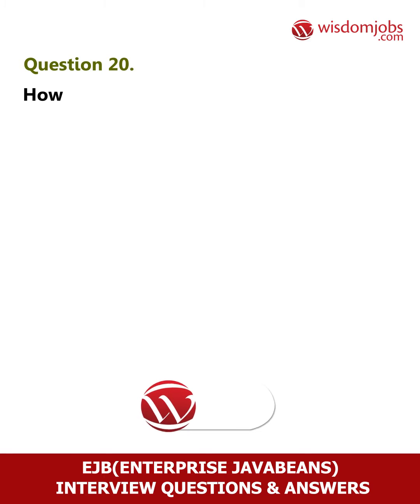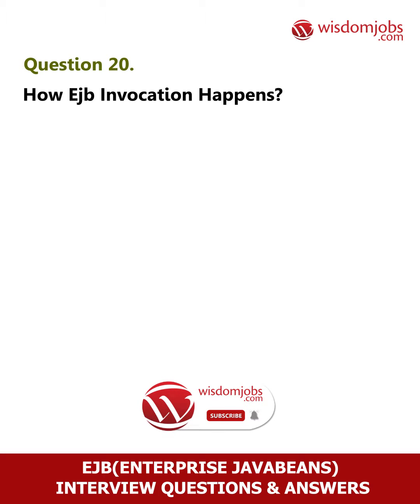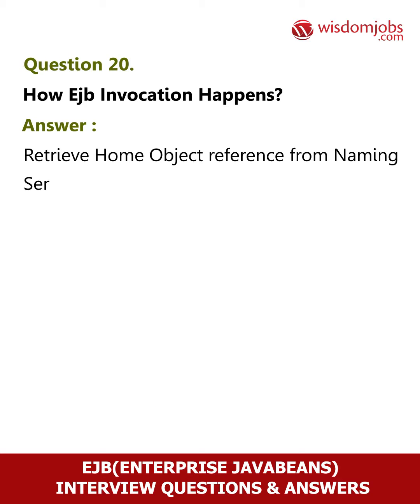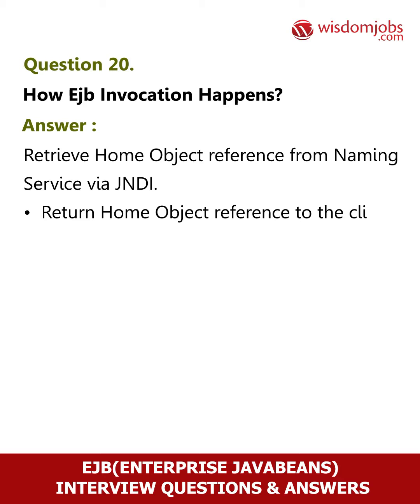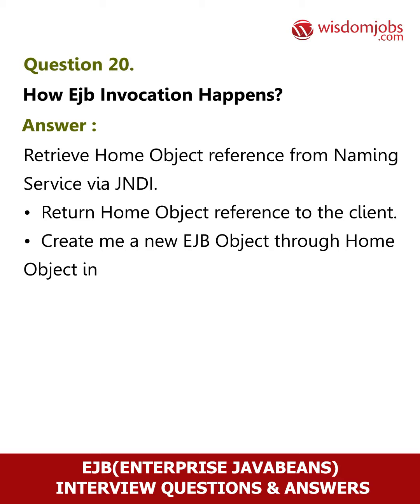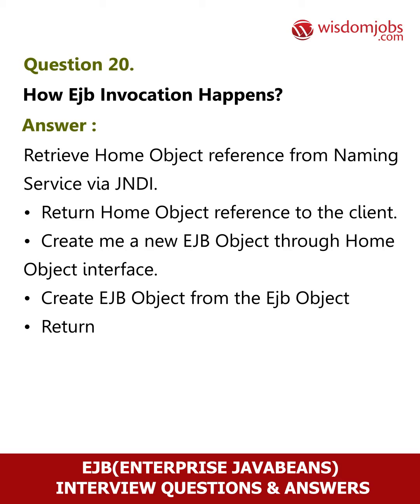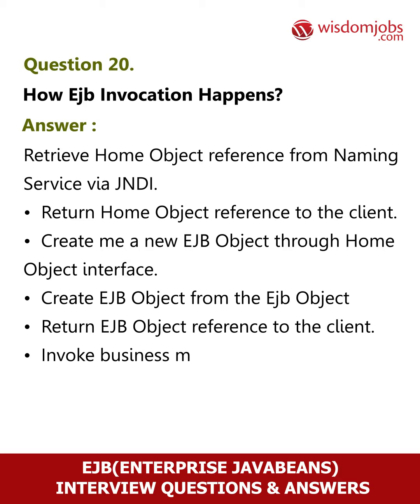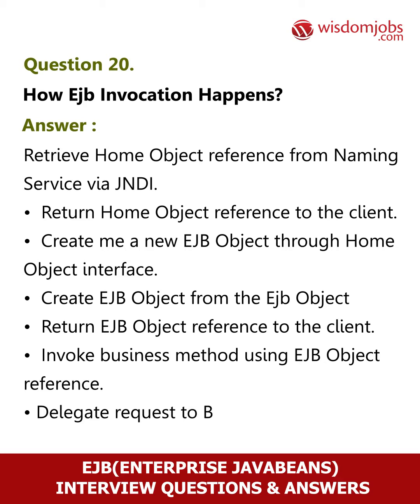Question 20. How does EJB invocation happen? Answer. Steps: retrieve the home object reference from the naming service via JNDI, return the home object reference to the client, create a new EJB object through the home object interface, create the EJB object from the EJB object, return the EJB object reference to the client, invoke the business method using the EJB object reference, delegate the request to the bean, the enterprise bean.